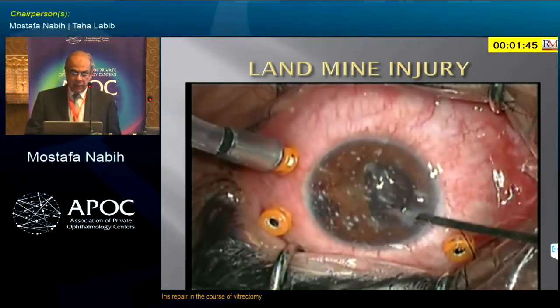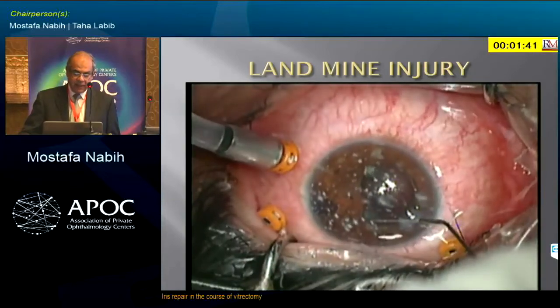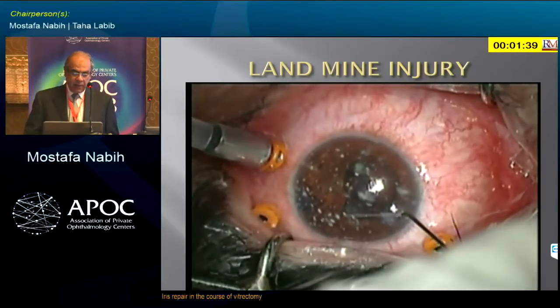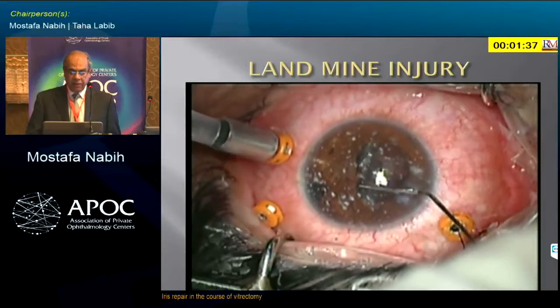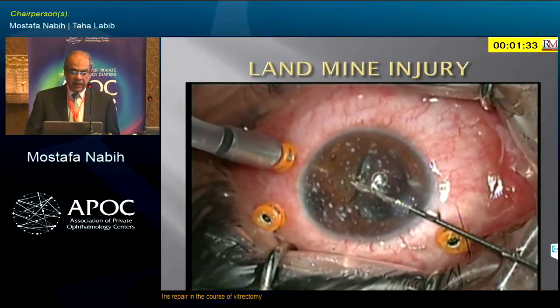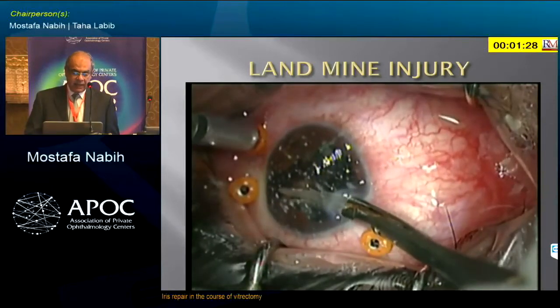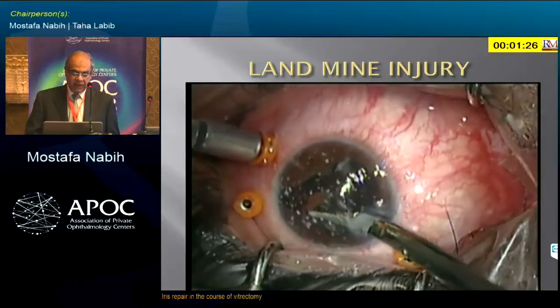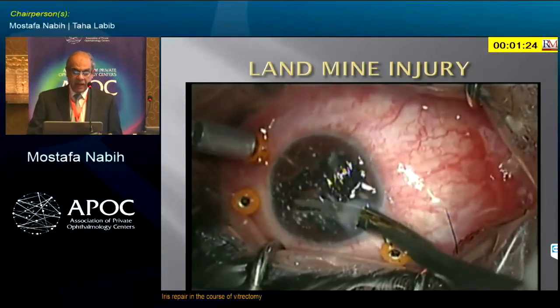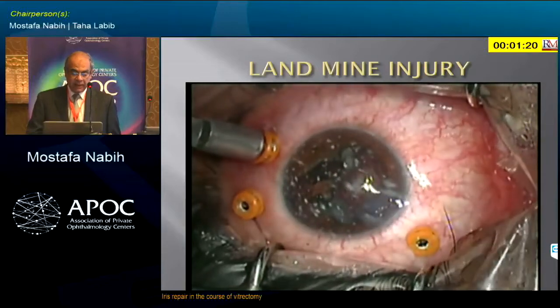I failed, so I went to the other side of this very dense synechiae, created a plane, then went through this plane with the viscoelastic, ballooning the iris, then cutting the iris on both sides of this synechiae. The small scissors failed. I had to use large scissors. The iris was thickened by the trauma and inflammation.